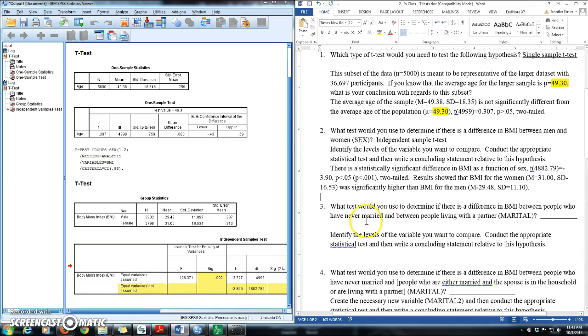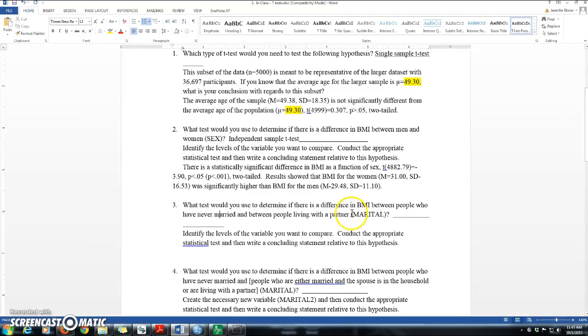Okay, so let's go on to number 3 then. What test would you use to determine if there is a difference in BMI between people who have never married and people living with a partner? And the notes tell me that I'm looking at this variable called marital status. So I'm going to look at people who have never married and people living with a partner. 2 different groups of people, right?